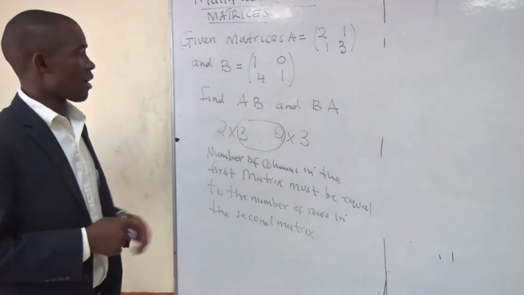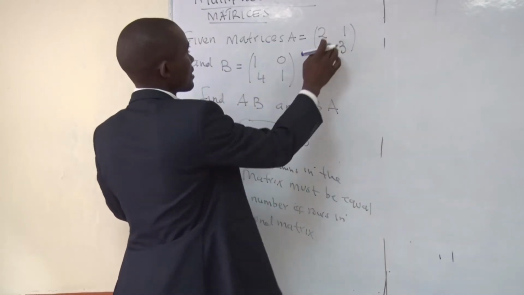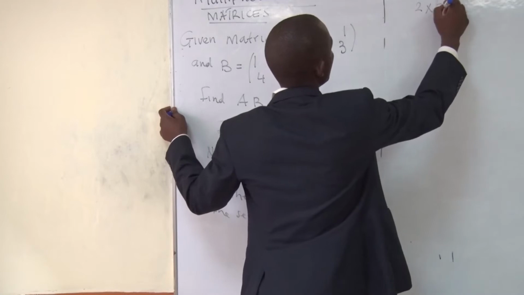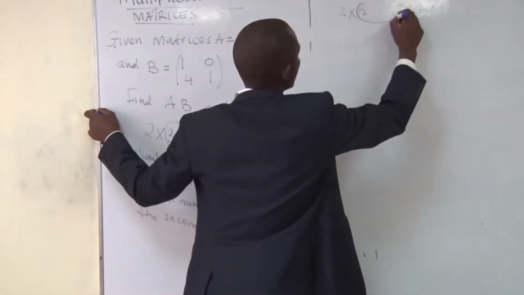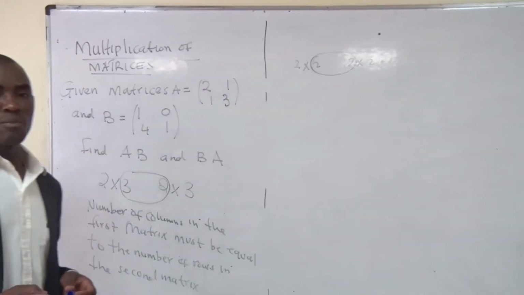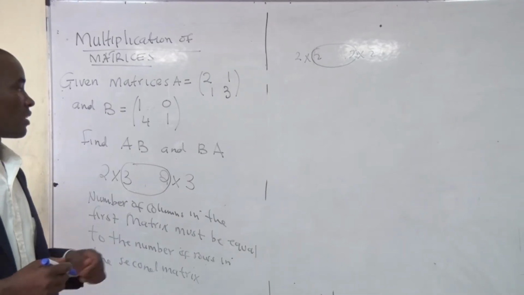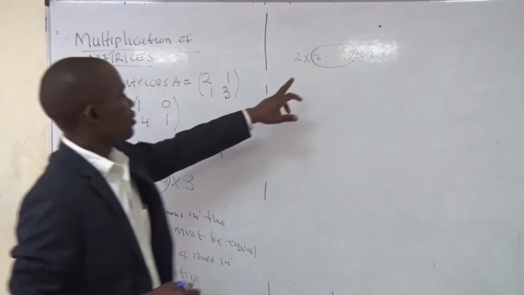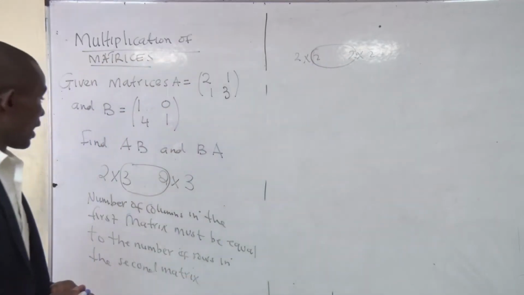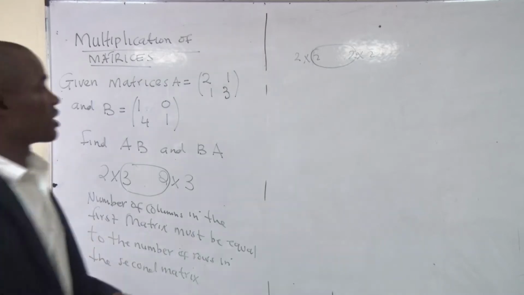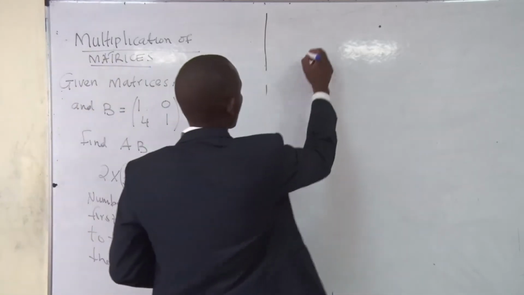And if you check, the matrices we have in here are 2 by 2 matrices, meaning 2 by 2. Then we are having a 2 by 2 on the other side, so these two are the same. So we can now go ahead and multiply, because we have these two being the same. So we need to know the procedure of doing multiplication of matrices, the procedure of carrying out multiplication.